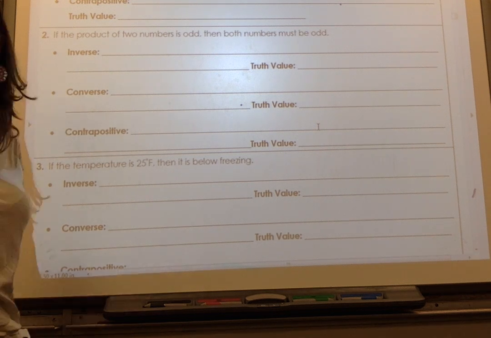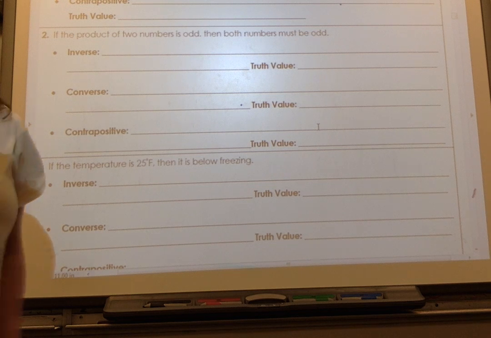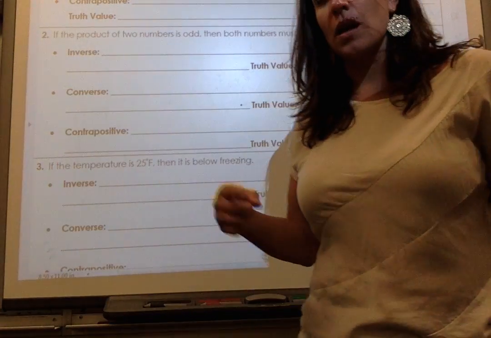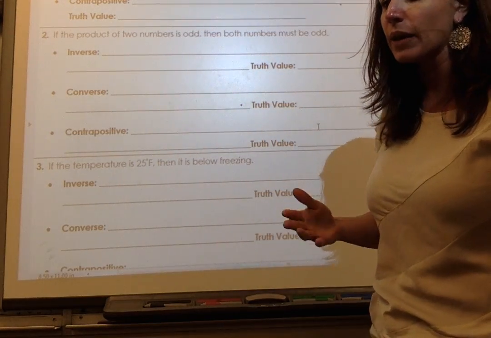Your converse would read, if two numbers are odd, then their product is odd. And the truth value is that's true. And that last one, the contrapositive, would read, if two numbers are even, then their product is even. And the truth value there is true. Okay? So see how we negate that. Negating doesn't necessarily mean no, but I've changed the word from odd to even. That's how we negate it.